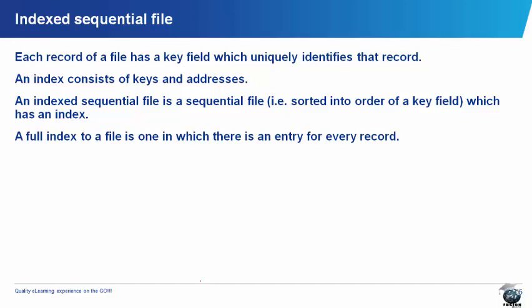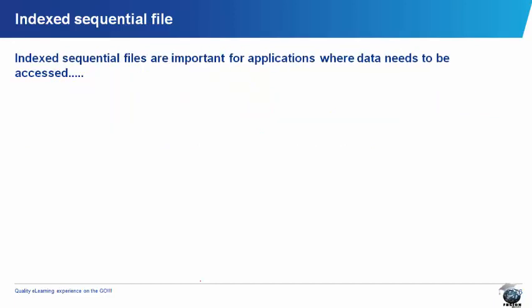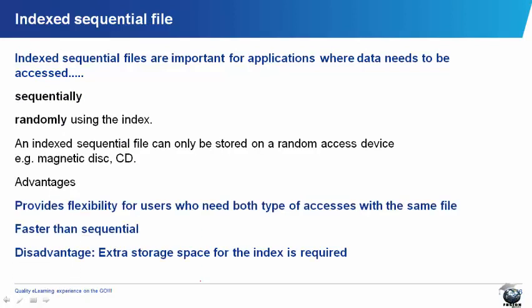An index sequential file is a sequential file that is not sorted with an index. A full index to a file is one in which there is an entry for every record. And index sequential files are important for applications that need to be accessed sequentially or randomly using the index, or can also be stored on a random access device such as a magnetic disk or a CD.